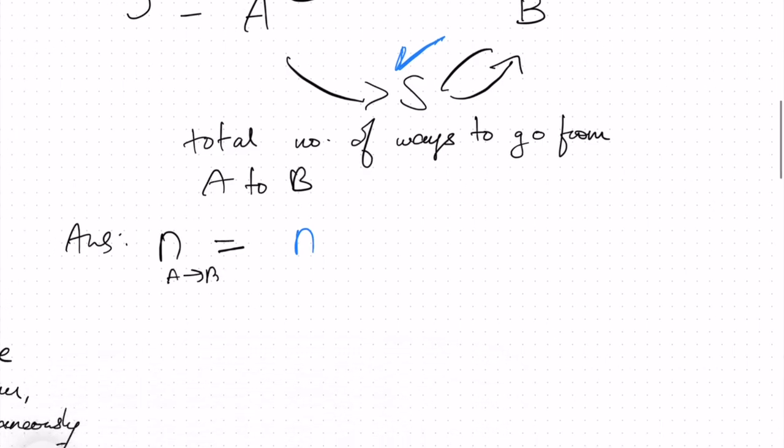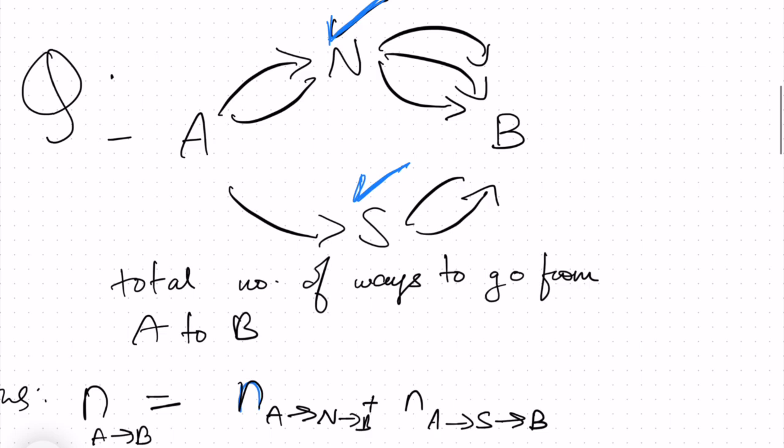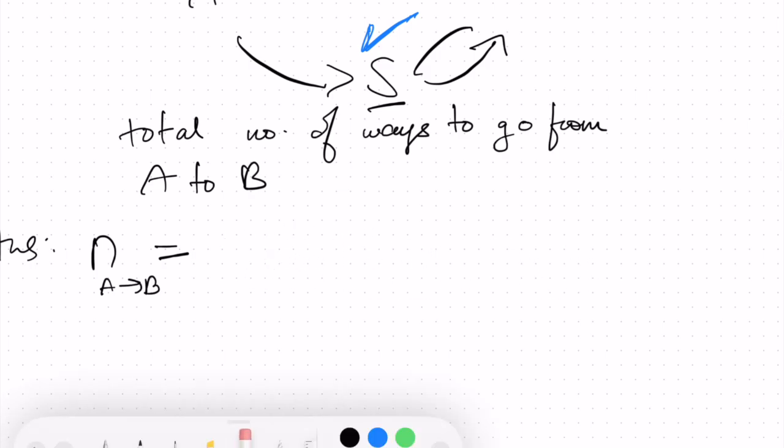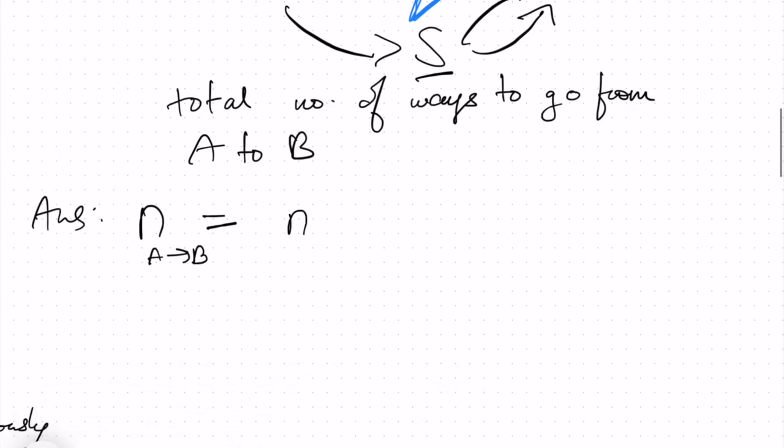Hence the number of ways from A to B is equal to the number of ways from A to N to B plus the number of ways from A to S to B, because I must either go from A to B through N or go from A to B through S, right? So there are these two possibilities, A to N to B and A to S to B.